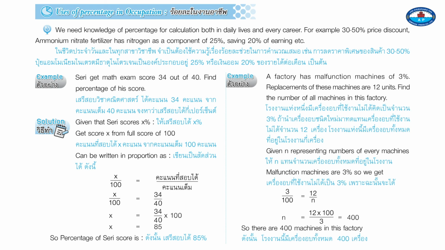Example, a factory has malfunctioning machines of 3%. Replacements of those machines are 12 units. Find the number of all machines in this factory. Given n representing the number of all machines, malfunctioning machines are 3%, so we get 3 over 100 equals 12 over n. n equals 12 times 100 over 3 equals 400. So there are 400 machines in this factory.